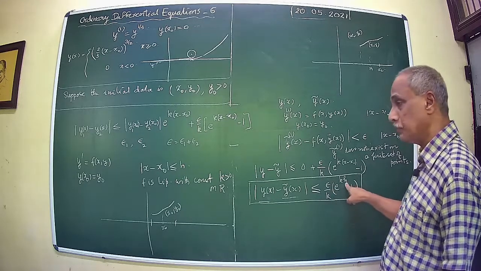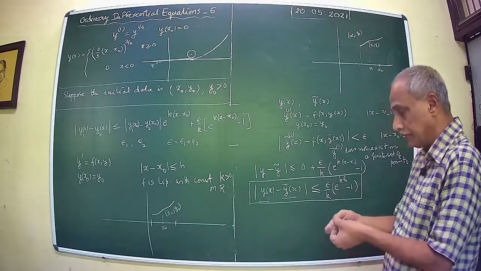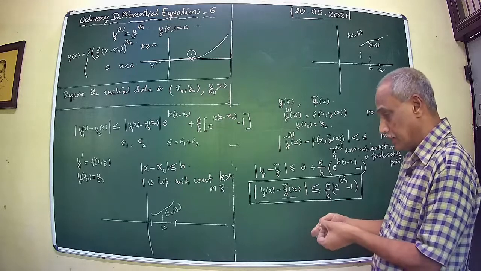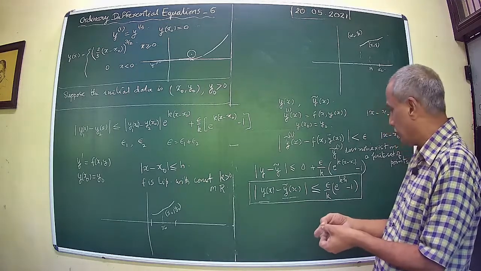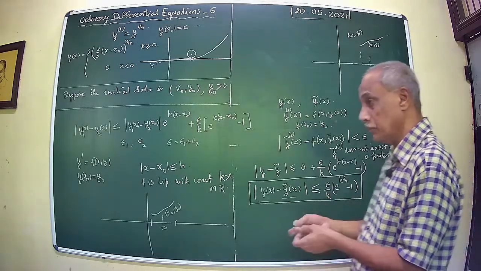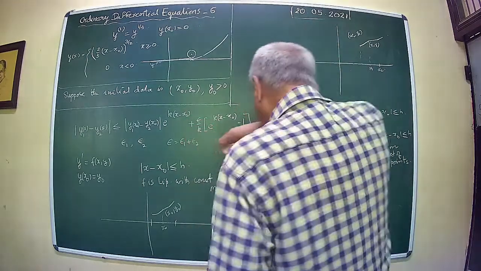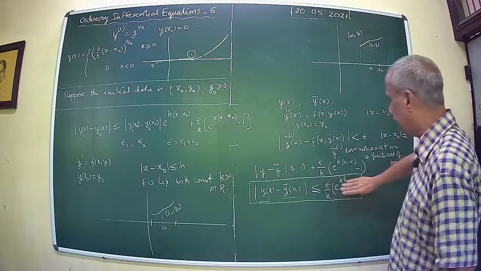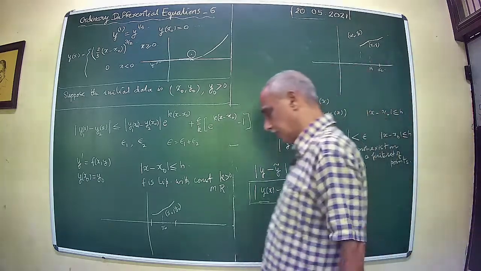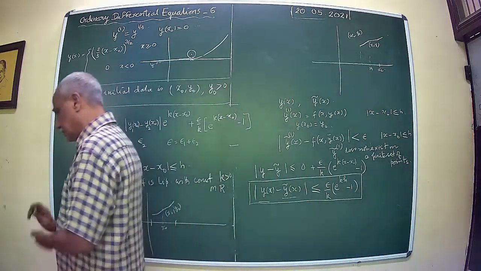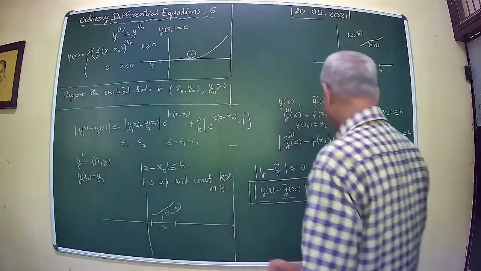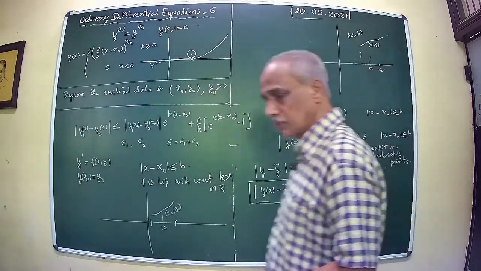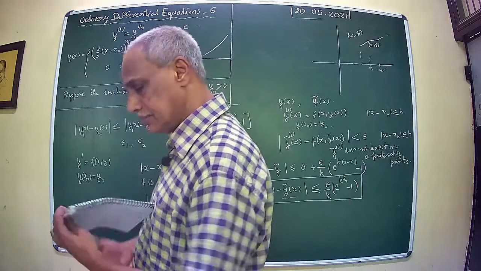If you keep this small, then in the very close neighborhood of the point x naught, the error is going to be small. It may get blown up depending on what h is, but this gives an estimate of the error that you have. Okay, so this is the case. So we will write down that result.